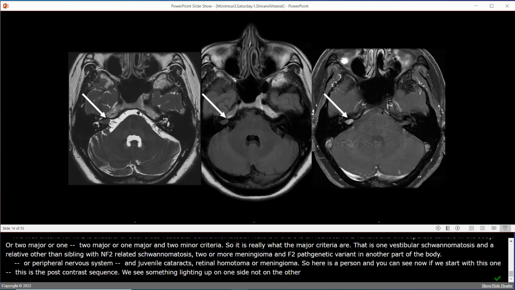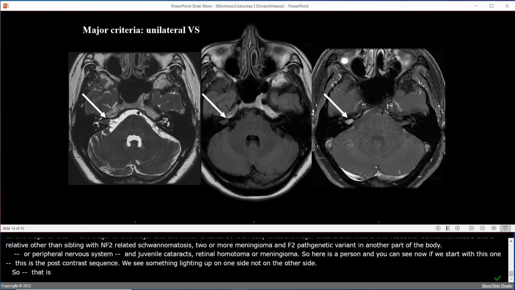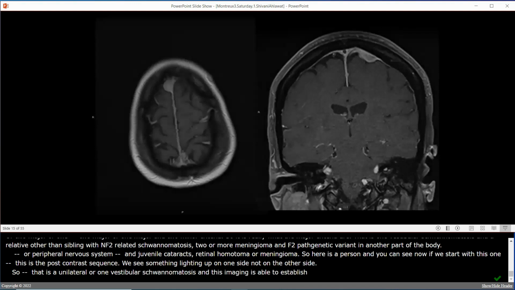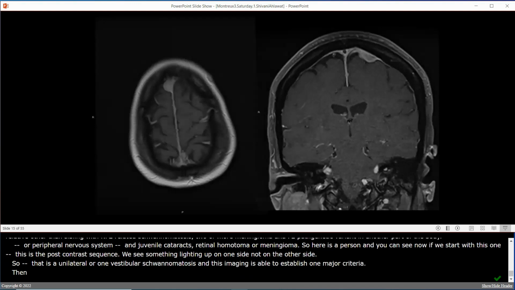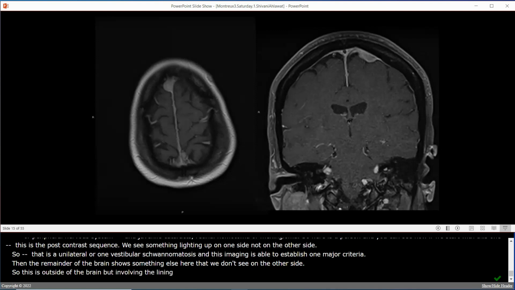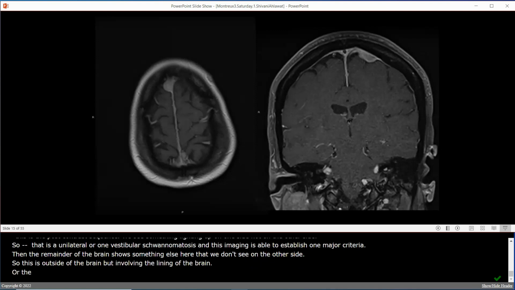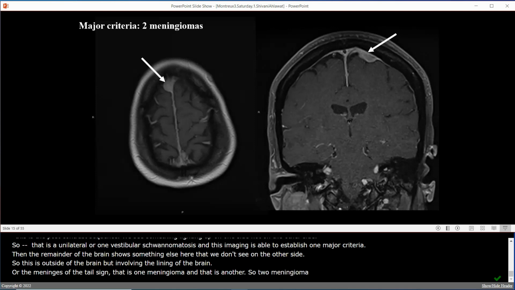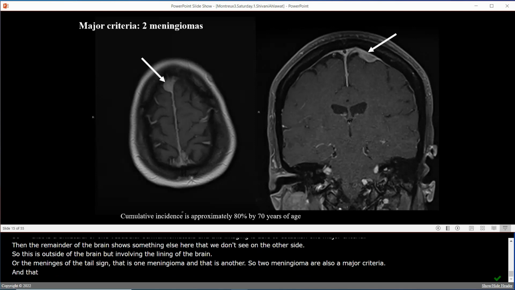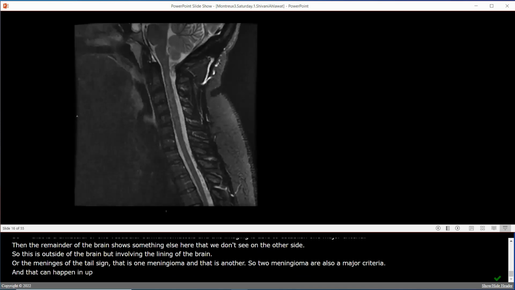So that is a unilateral or one vestibular schwannoma, and this imaging is able to establish one major criteria. Then the remainder of the brain shows something else here that we don't see on the other side. So this is outside the brain, but involving the lining of the brain or the meninges with this tail sign. So that's one meningioma, and then that's another. So two meningiomas are also a major criteria. And they can happen in up to 80% of people by the age of 70 in NF2.